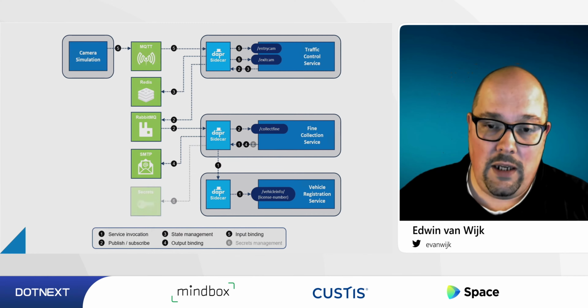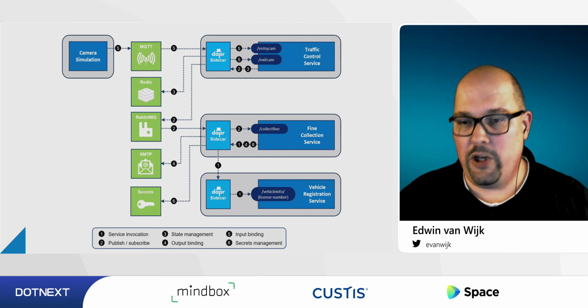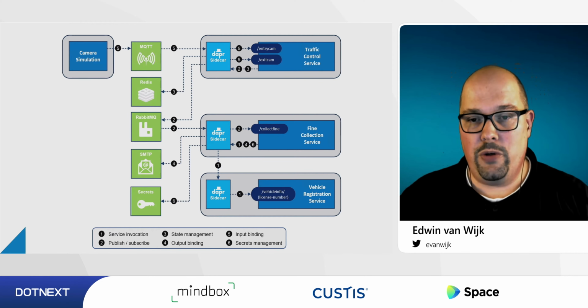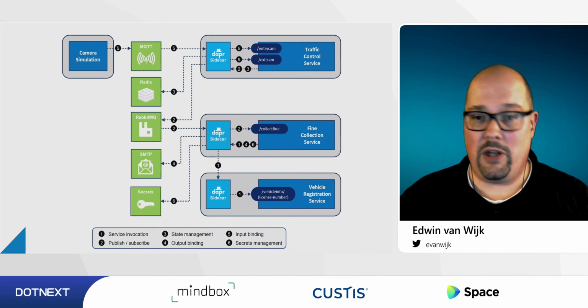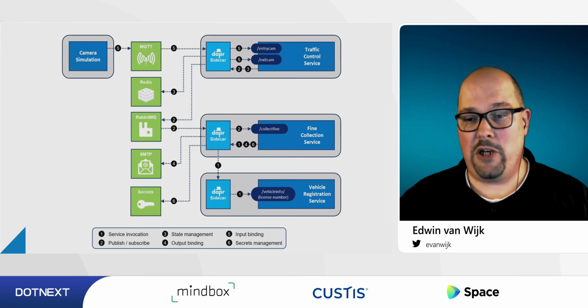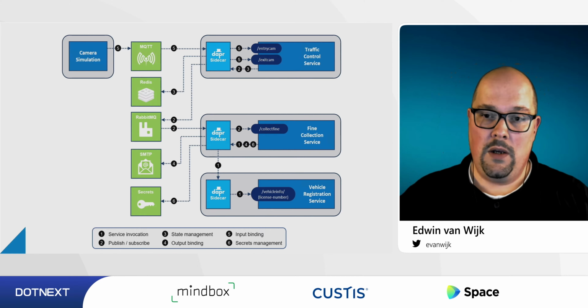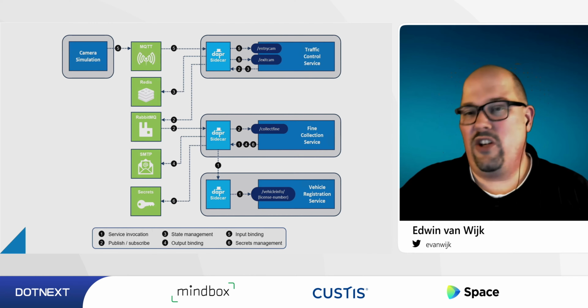And then finally, because we have to connect to the SMTP server and there's something going on with an API key, we are also going to use the secrets management building block to securely store the secret that you have for connecting to the SMTP server, like the credentials, the username, and the password, to securely use that using the Dapr secrets management building block.